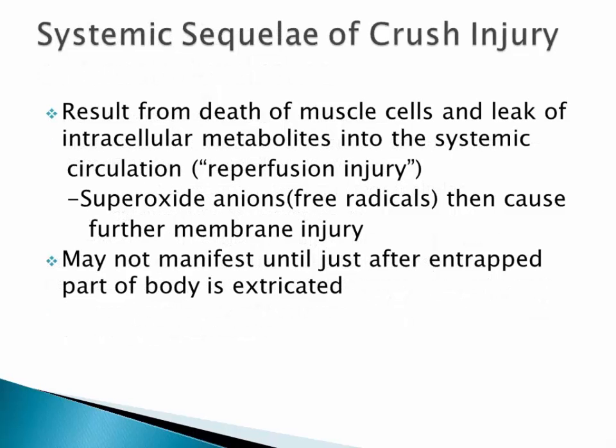Now, some of the systemic sequelae of the crush injury and then the crush syndrome, with the result of death of muscle cells and leak of intracellular metabolites into the systemic circulation. You get the release of these superoxide anions. You get these free radicals. They cause further membrane injury.